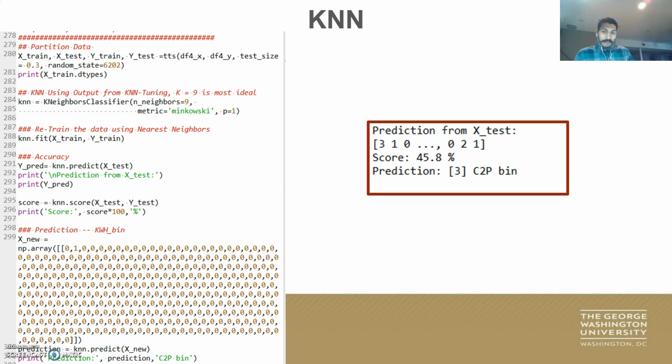I then went ahead and predicted the C2P ratio of Birmingham, Alabama, which predicts to have a C2P ratio of 3, which is the bin that is between 0.14 and 0.2 ratio. While the model works, it is not very practical in a business setting. We will discuss roadblocks and future steps next.